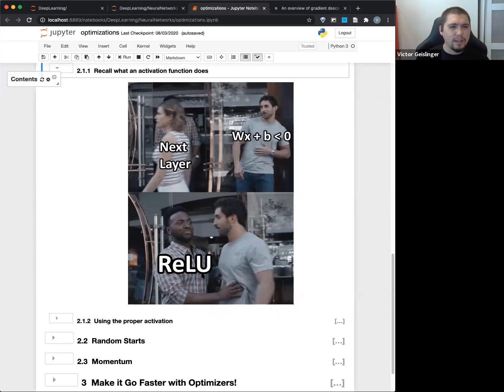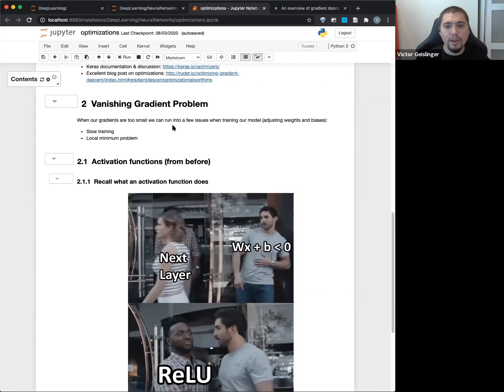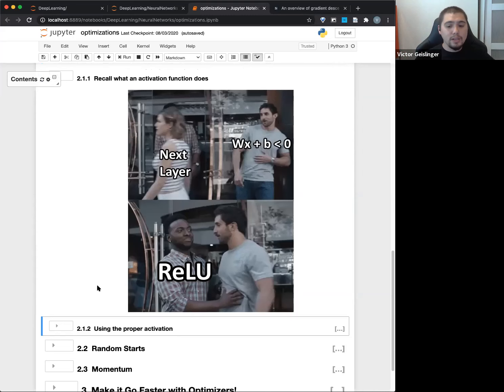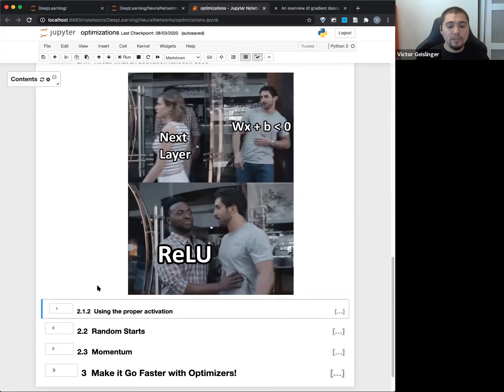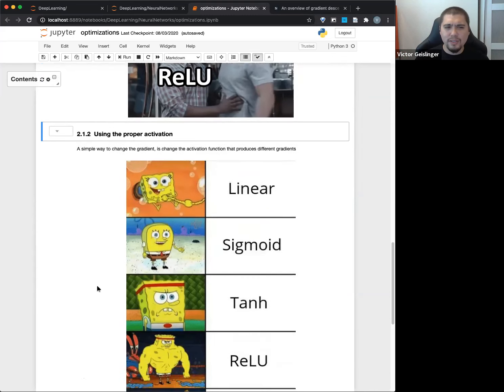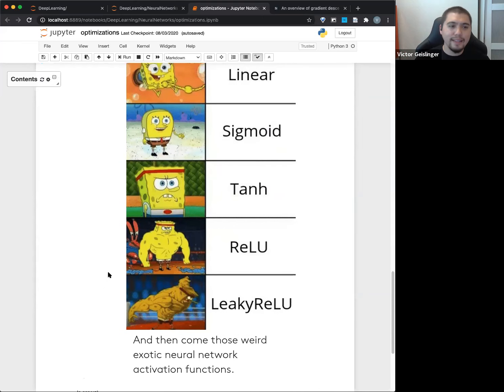Where we talk about leaky ReLU and all these good stuff, right? So a good way to basically avoid this vanishing gradient problem is making sure you have the right activation. So for example, I think I showed this picture before, right? I think this is pretty funny.